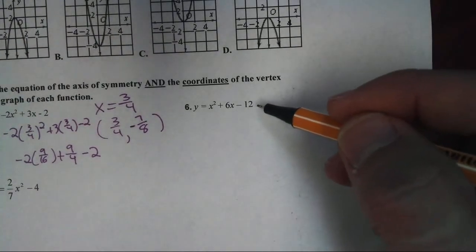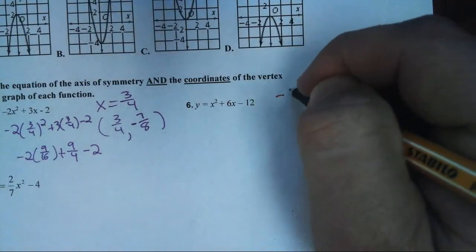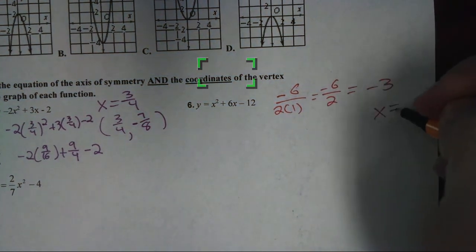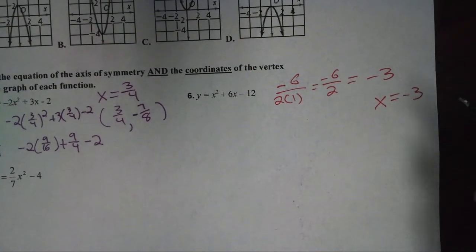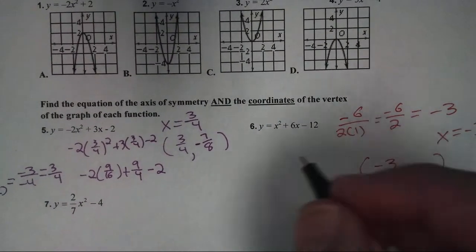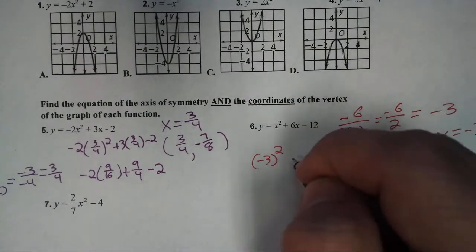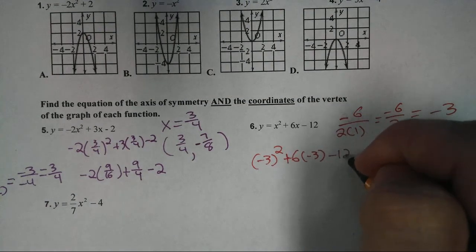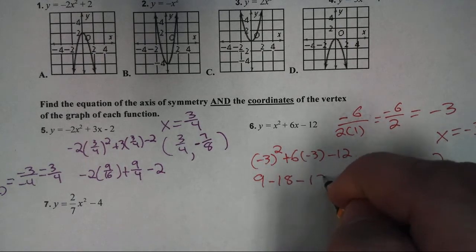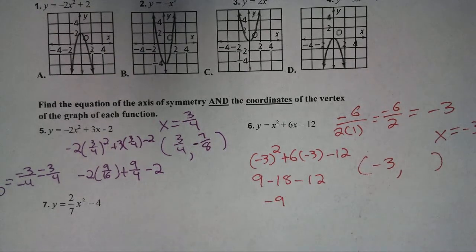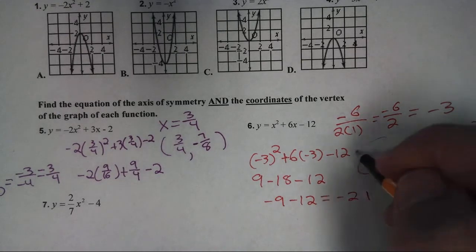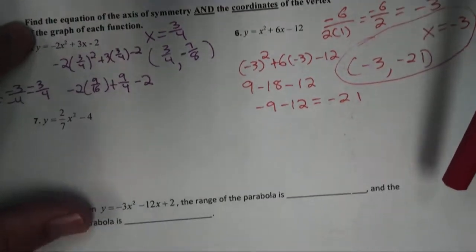All right, next one. Again, we can do negative b over 2a. So negative 6 over 2 times 1, which gives us negative 6 over 2, which gives us negative 3. So x equals negative 3 as our x-coordinate, or our axis of symmetry. Our vertex is negative 3 comma something. So we plug in the negative 3. So negative 3 squared plus 6 times negative 3 minus 12. Negative 3 squared is 9. 6 times negative 3 is negative 18. Take away our 12. 9 minus 18 is negative 9. Negative 9 minus 12 gives us negative 21. So negative 3, negative 21 is our vertex.